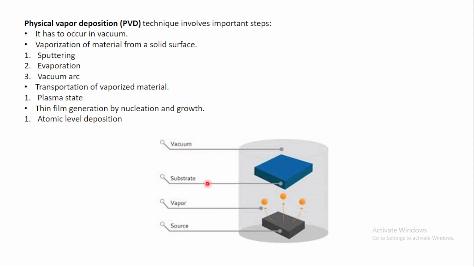So if you analyze the components, there should be vacuum. This is the substrate. We have a vapor phase going on, and this is the source from which we will generate the vapor. And if this blue material is a nanomaterial, then we will form a nanocomposite. If this blue material is some other regular substrate, we will just form a thin film over the substrate. So it depends on our material of choice, what we want to synthesize.